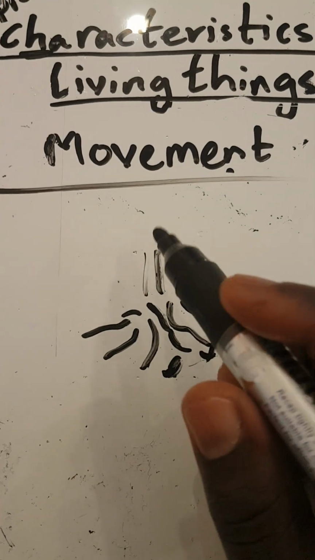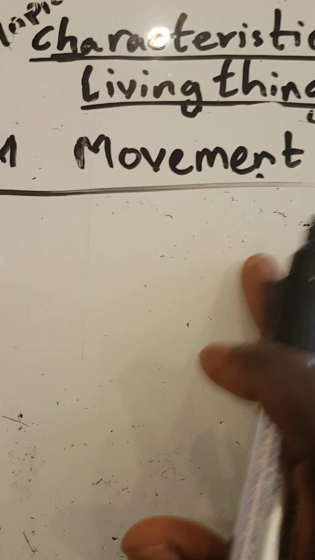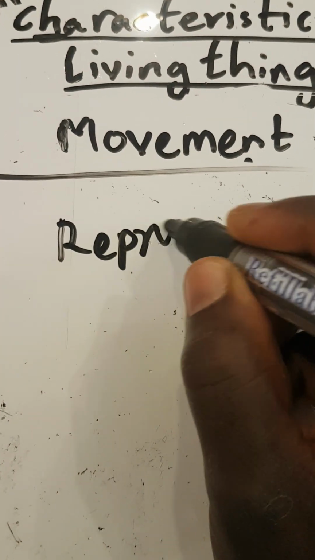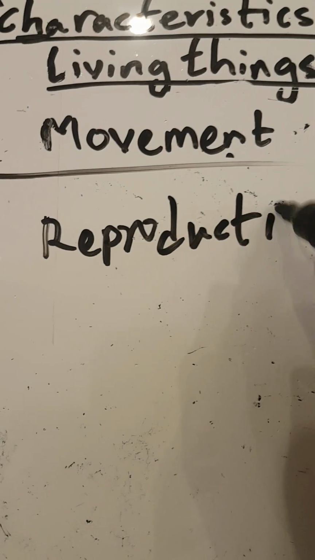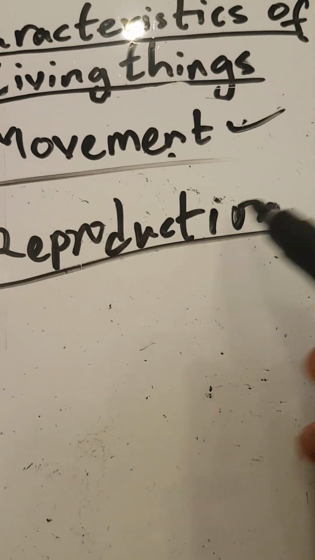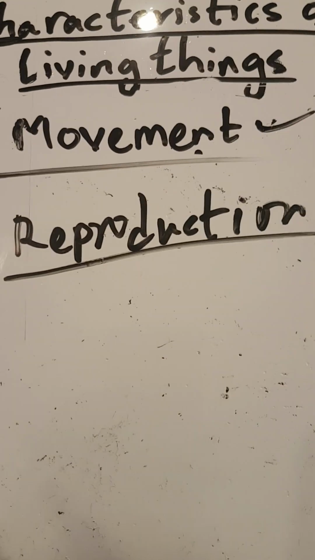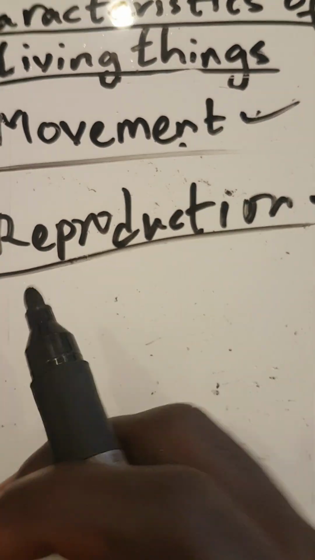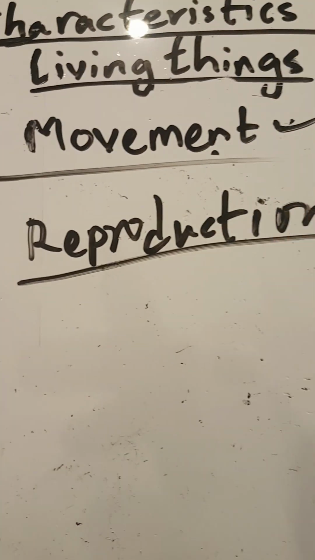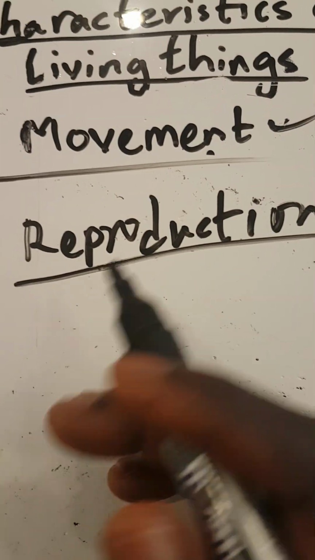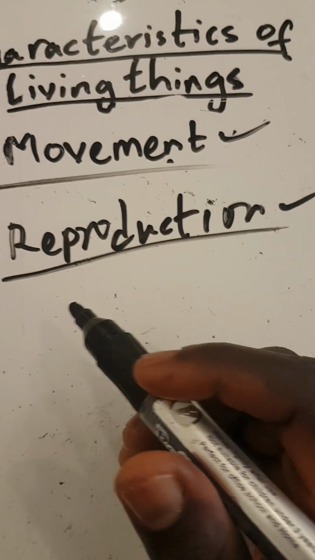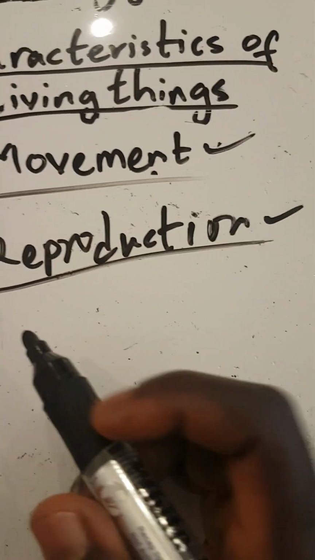So aside that, the second one is reproduction. So this one is movement. We are done with this. Then we have what we call reproduction. We all know without reproduction we wouldn't be alive, because after our forefathers gave birth to our fathers, that's how the generation continues. So reproduction is one of the most important things and is one of the characteristics of a living thing.